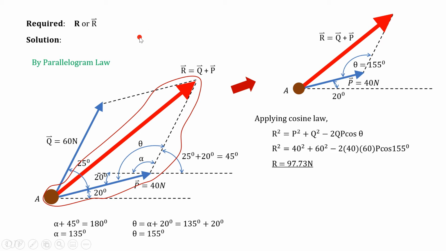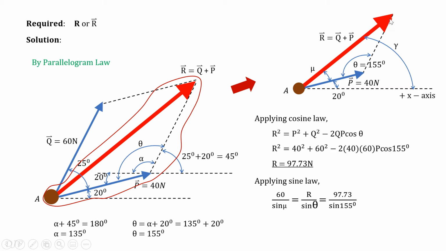So now let's solve for the direction of this resultant force by first setting a reference axis. Let's denote that as positive x-axis, and let's indicate the angle of inclination of the resultant with reference to our reference axis. Let's denote that as gamma. The value of gamma can only be obtained when we solve first the interior angle, represented by angle mu. So our target first is to solve for angle mu so that we'll be able to find the angle gamma. To solve for angle mu, we apply sine law, that is 60 Newton, which is this one, 60 Newton all over sine of its opposite angle, sine mu, is equal to the resultant all over sine of its opposite angle, represented by theta.